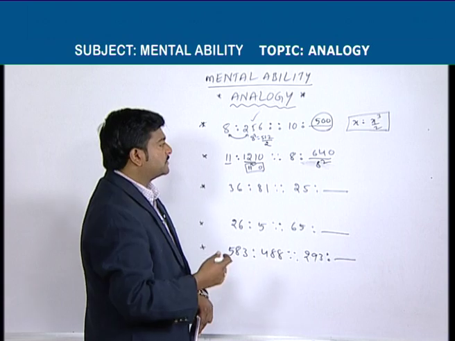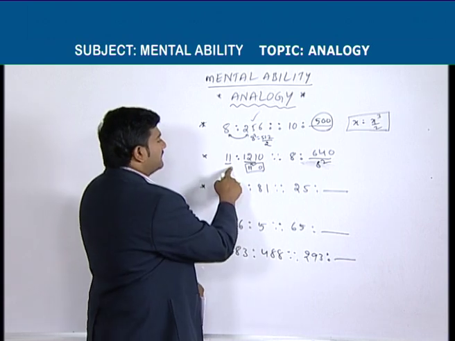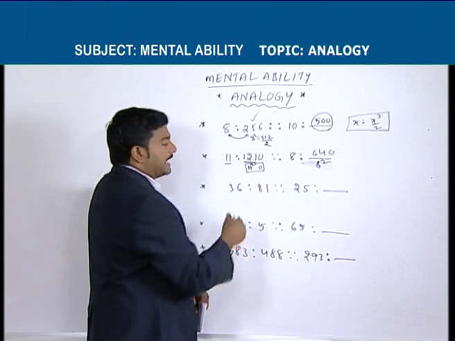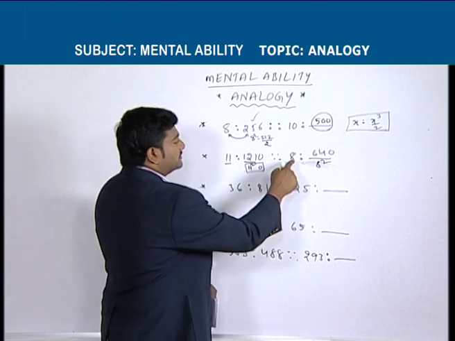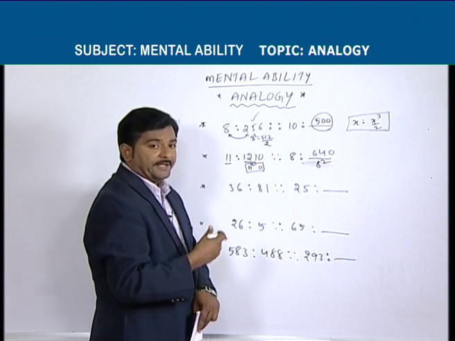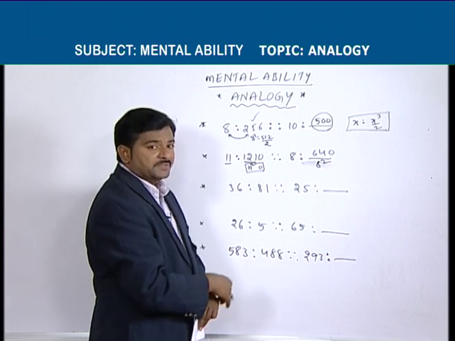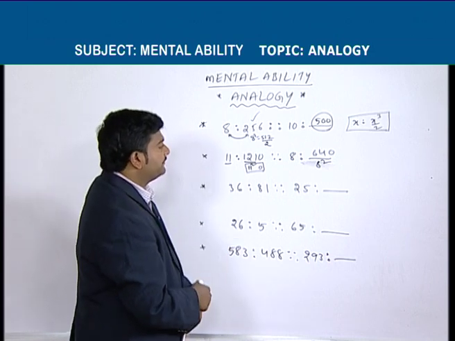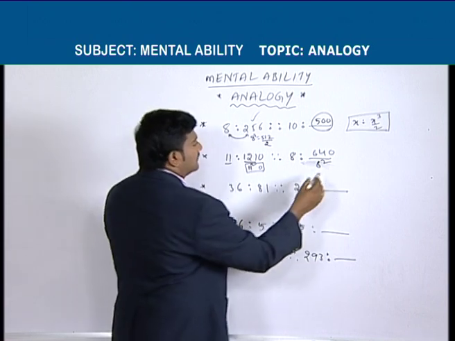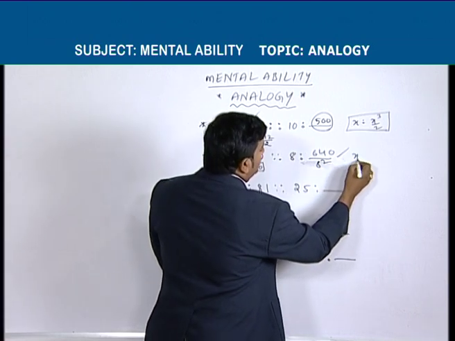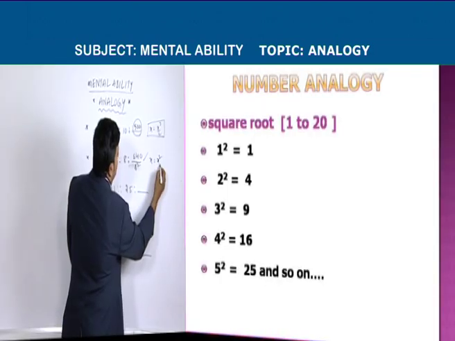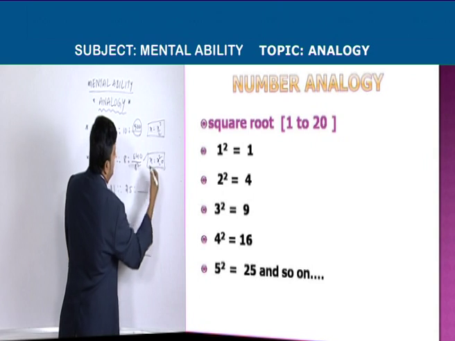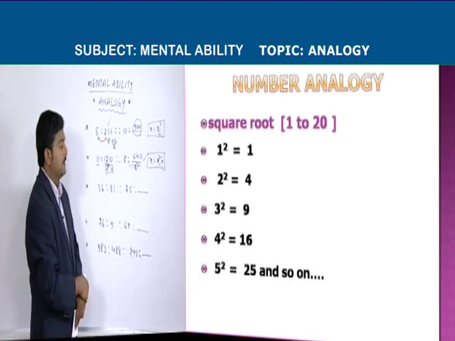Many answers are possible. That is one way. 11 means 11 square adding 0, or keeping 0 beside the 11 square value. Similarly 8 means 8 square, again keeping 0 beside 64. So I am getting 640 as the answer. So what is the concept involved here? X is to x square, but for this x square keep 0 beside it. Okay, that is the concept involved in that question.